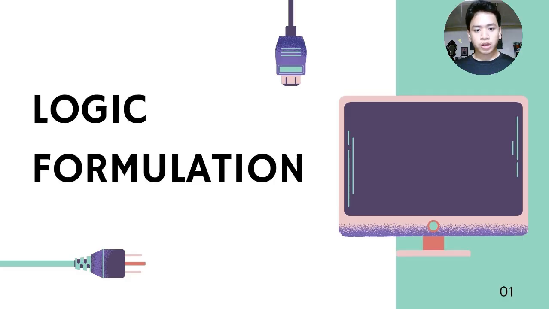Did you know that logic formulation is like giving super clear instructions to a computer? Similar to teaching a robot how to cook noodles step by step? If you forget even one step, the robot won't know what to do. That's why logic formulation is so important in programming.